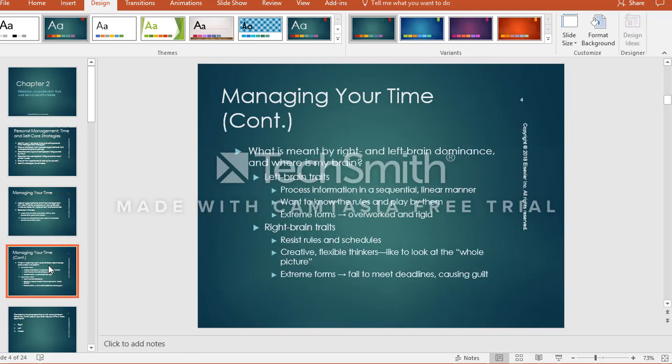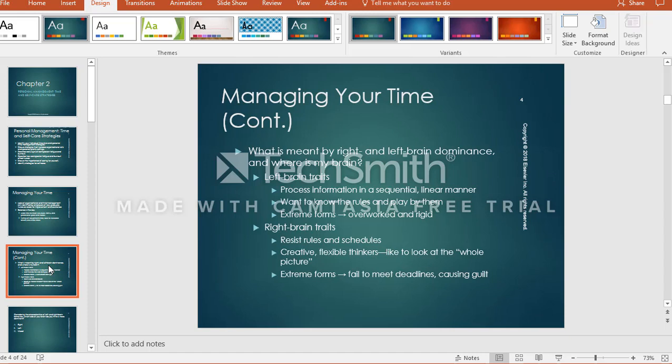So what is meant by right and left brain dominance? And where is my brain? Well, left brain traits, this is kind of some fun facts. So left brain traits, you seem to process information in a sequential, linear manner. You want to know the rules and play by them; in extreme forms, overworked and rigid. So right brain traits resist rules and schedules. They're more creative and flexible thinkers. In extreme forms, they fail to meet deadlines and cause a bunch of guilt.